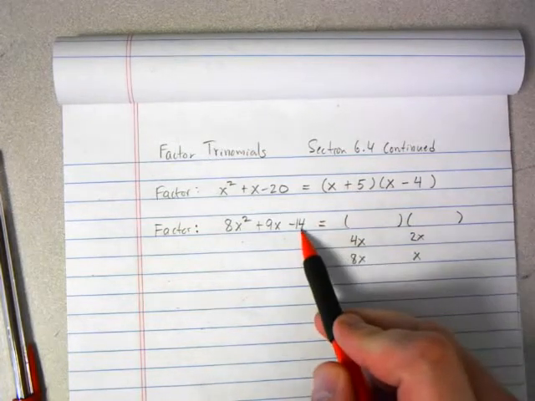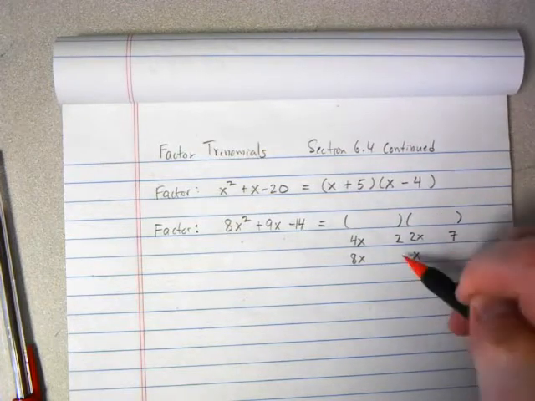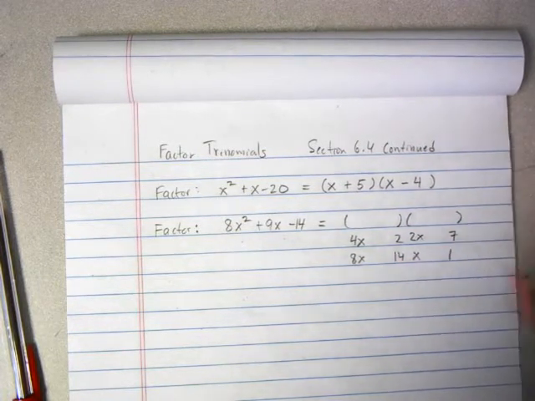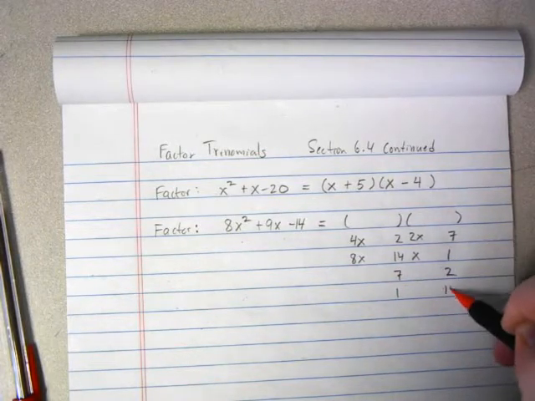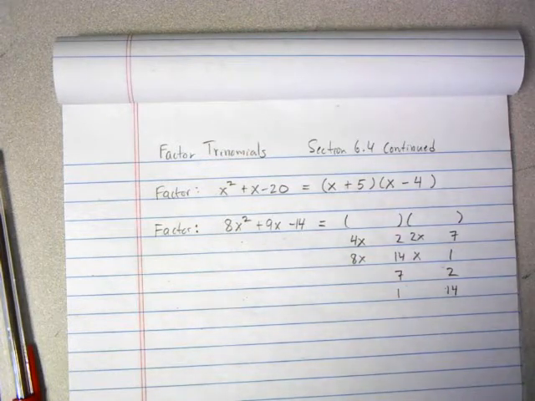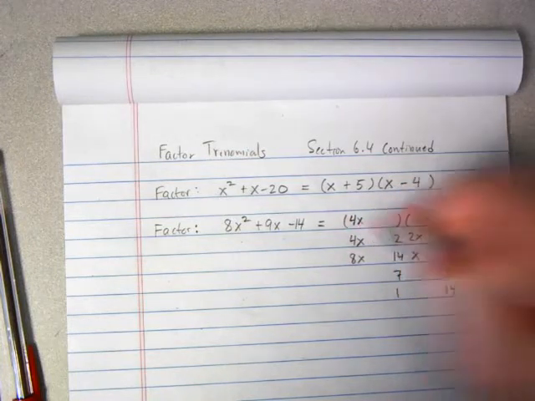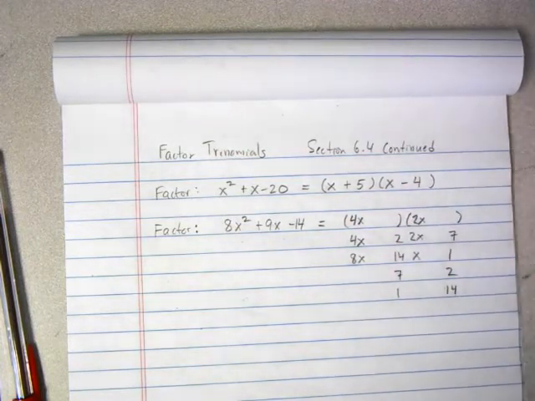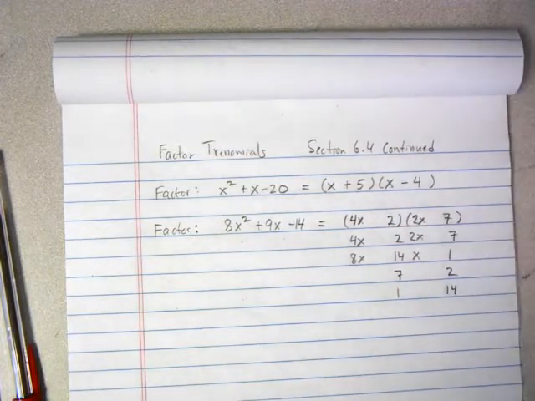On the other hand, to get a 14 on the end, I could use a 2 and a 7, or I could use a 14 and a 1. And what we're going to see here in just a second is that if you switch the order, it makes a difference. So there's a lot of possibilities to try, and just looking at this, I have no way of knowing really what the right answer is. So, for no particular reason at all, I'm just going to try 4x and 2x, and then I'll try 2 and 7. So I make a guess.